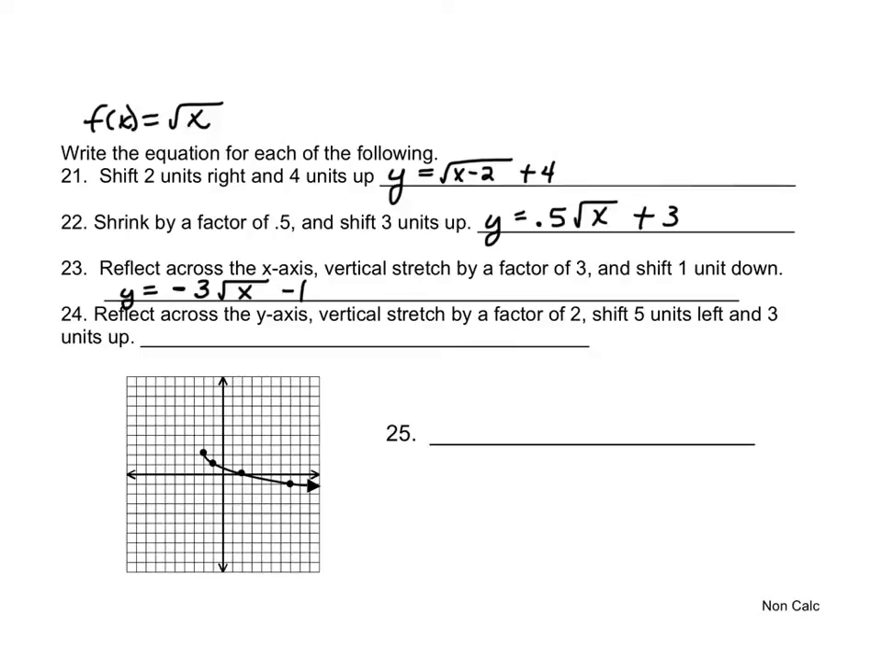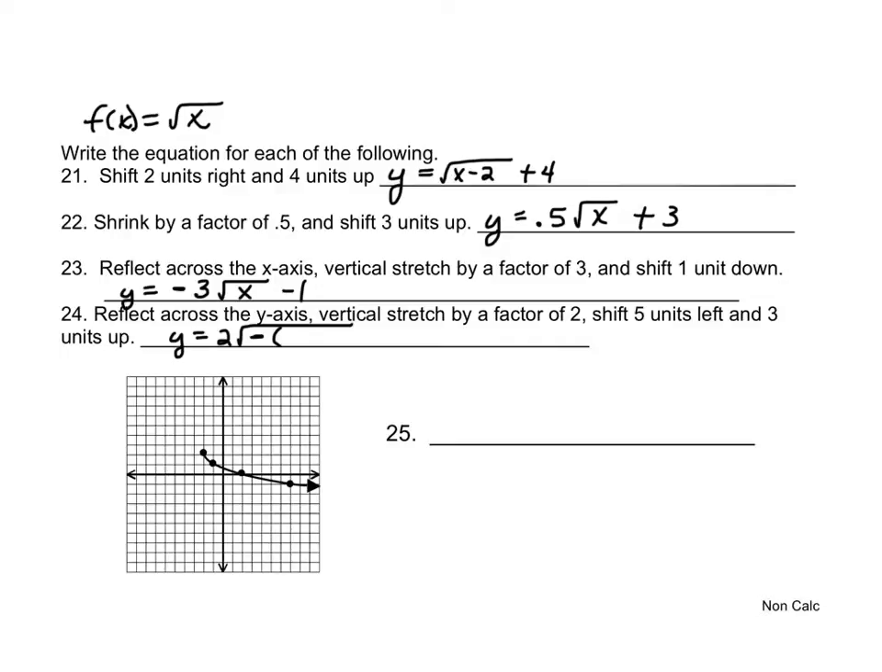Now we've got two more. This one we want to reflect across the y-axis, a vertical stretch by a factor of 2, 5 units left and 3 units up. So this has a lot going on. So first, y equals. The vertical stretch is in front, so it's a factor of 2. Now we have a y-axis reflection, so we have a negative under there, under the square root.